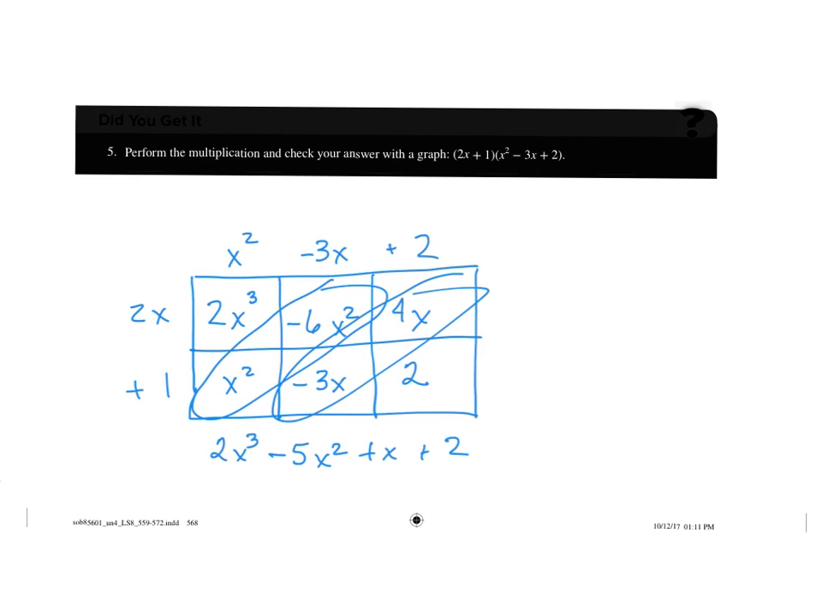That can work for any number of terms in your polynomials that you're multiplying by. So a lot of my students like to do this with the binomial times the binomial. If you're interested, check it out. But I generally will do this method if I have to multiply by anything with more than 2 terms in it.